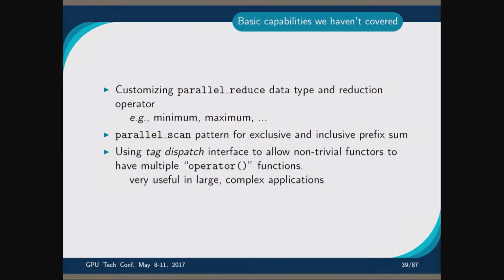Okay, so there are some things you can do that I didn't mention in here. Parallel so far is this parallel reduce, and the example in the tutorial, an example I gave earlier, was just parallel reducing over a double precision number, and that can actually be tailored. You can have different data types. You can have different reduction operators like min, max, etc. So I did the parallel for and parallel reduce patterns. The parallel scan pattern for doing exclusive or inclusive prefix sums is another parallel pattern. And then a tag dispatch mechanism.